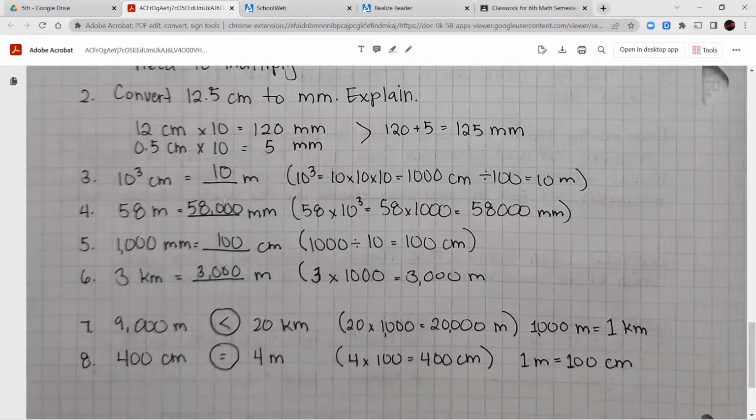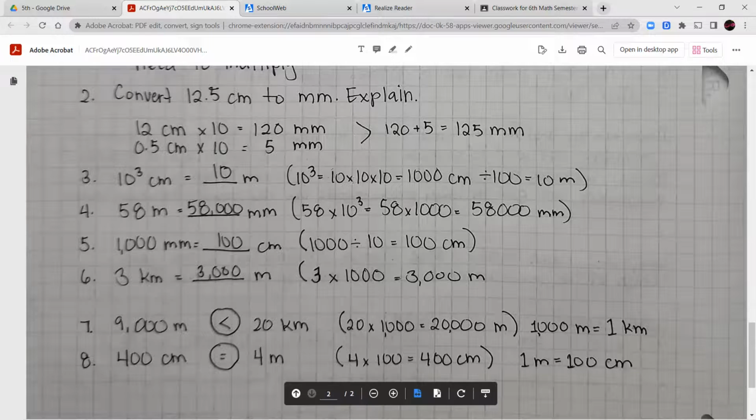Our next few questions are going to be conversions and comparisons. So 10 cubed centimeters is equal to how many meters? So 10 to the power of 3 is the same thing as saying 10 times 10 times 10, or 1,000. So 1,000 centimeters is equal to how many meters? Well, I know there's 100 centimeters in each meter, so I'm going to take that 1,000 and divide it by 100, and that leaves me with 10. So 10 to the third power centimeters, or 10 cubed centimeters, or 1,000 centimeters, is equal to 10 meters.